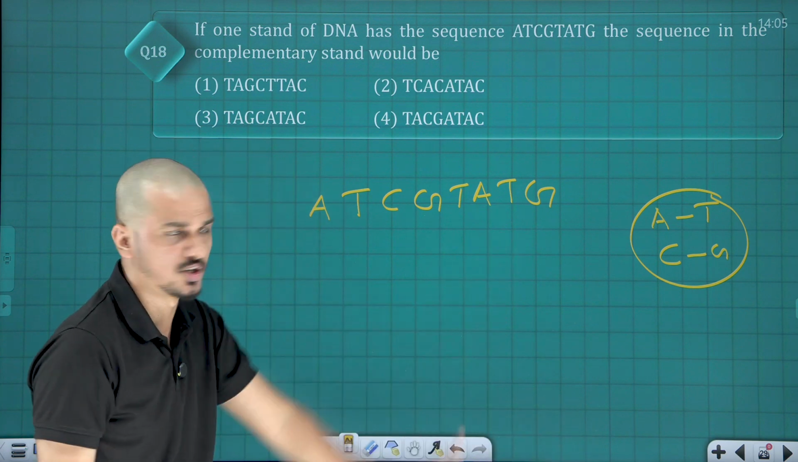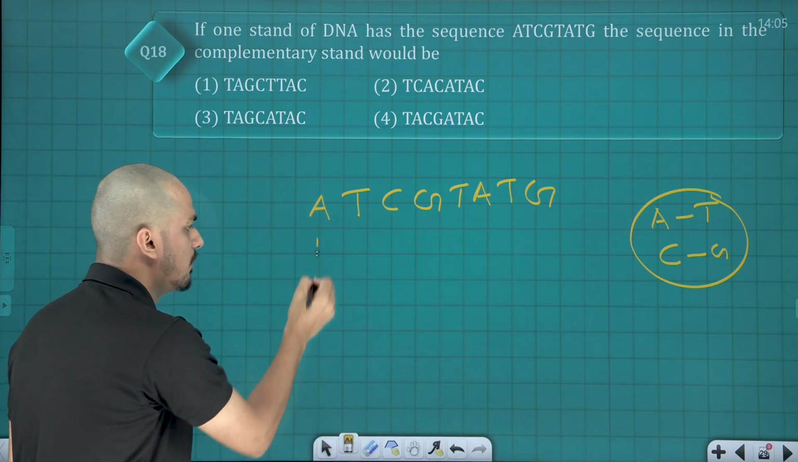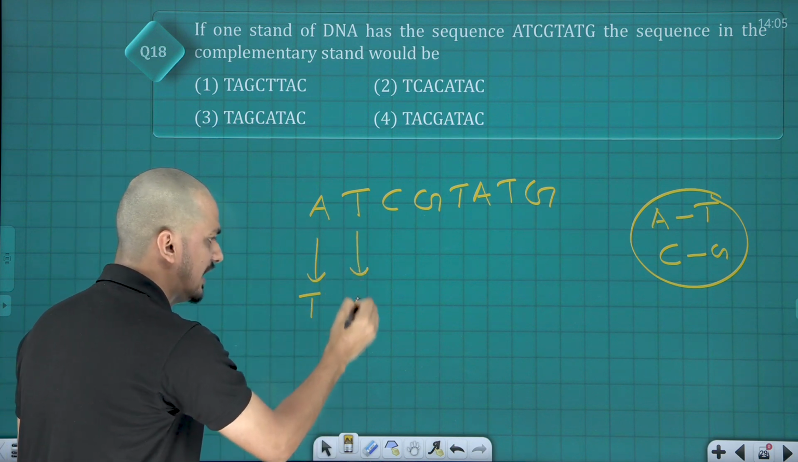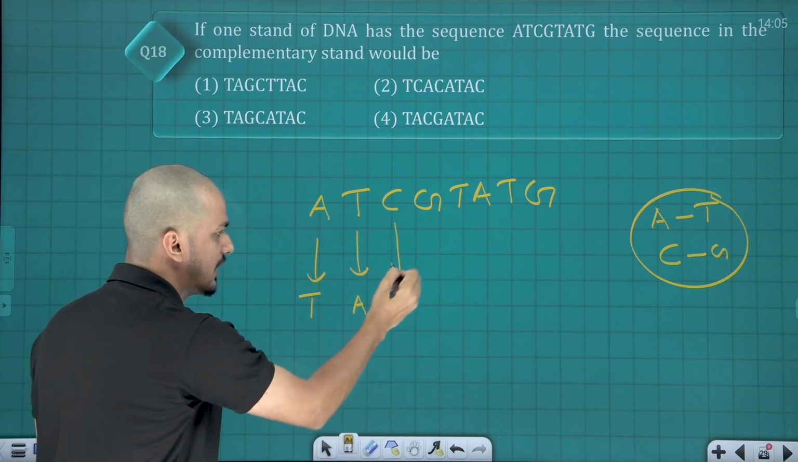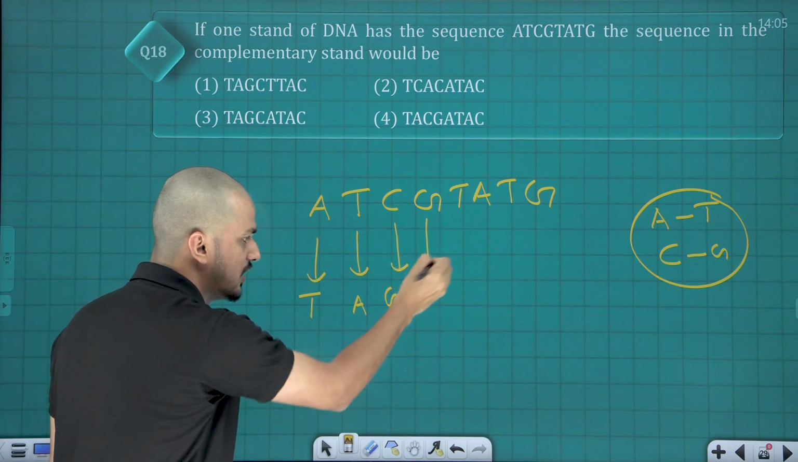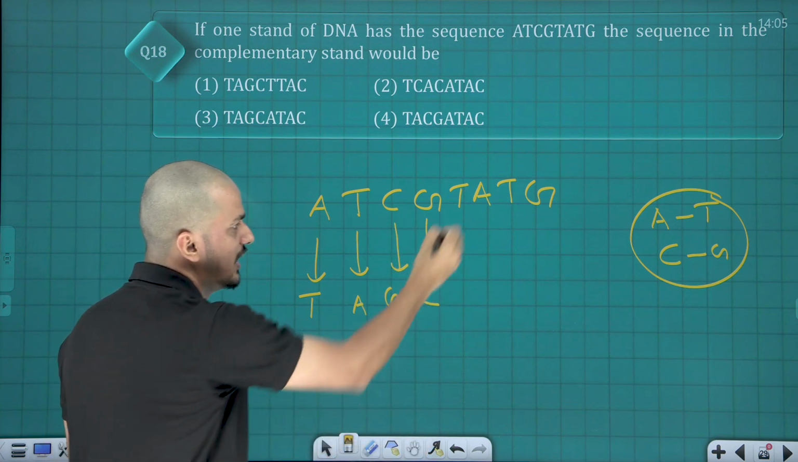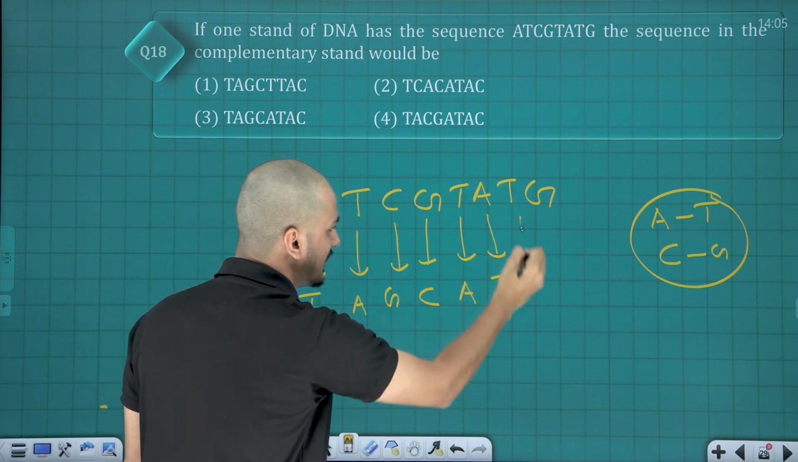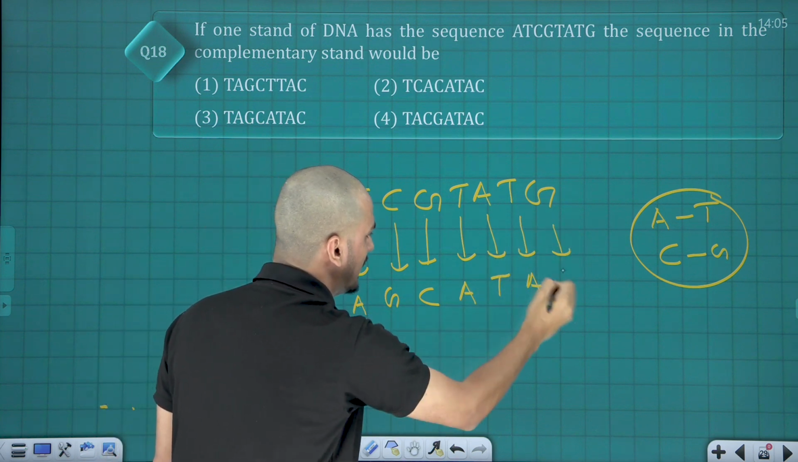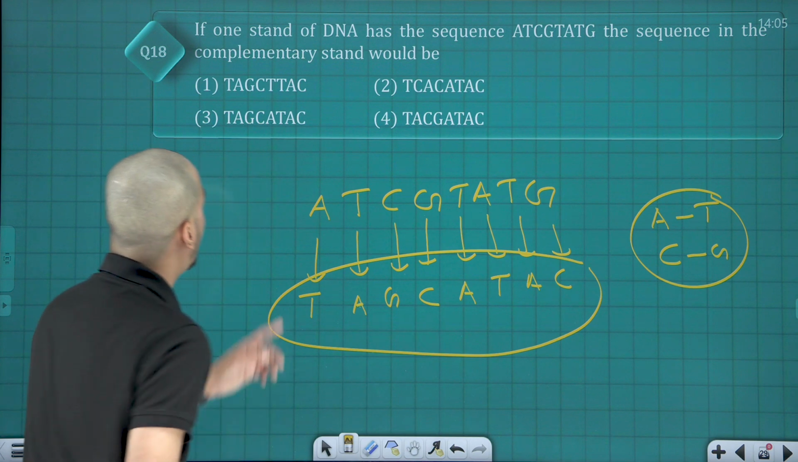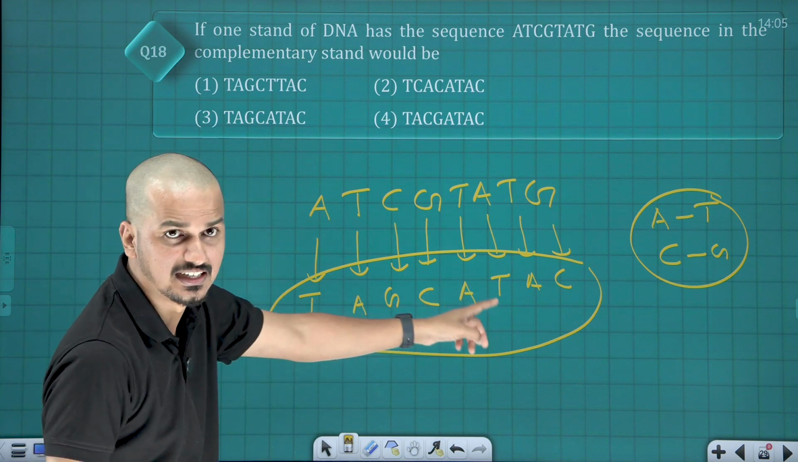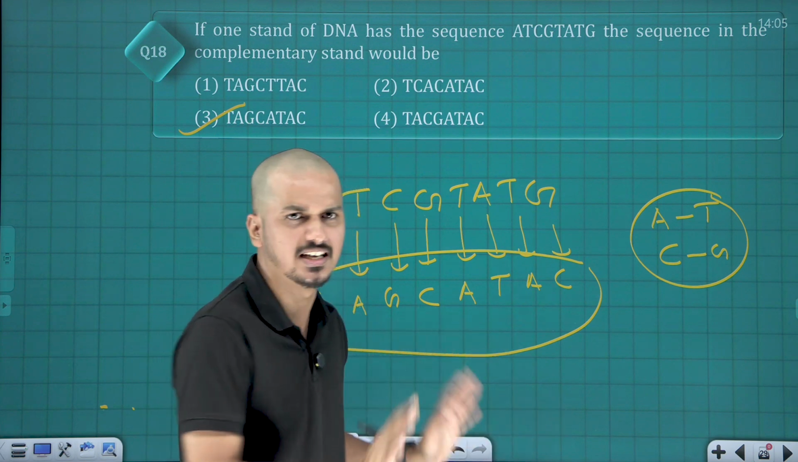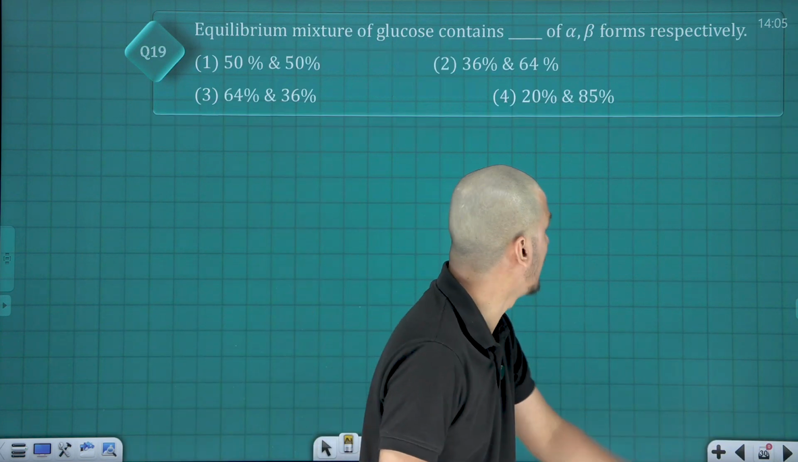Guanine, cytosine. So here A means its complementary is thymine. Thymine's complementary is adenine. Cytosine's complementary is guanine. Guanine's complementary is cytosine. So the complementary is TAGCATAC. Option 3. If you know that complementary pair, that's easy. Ready? Yeah. We can move to the next question.